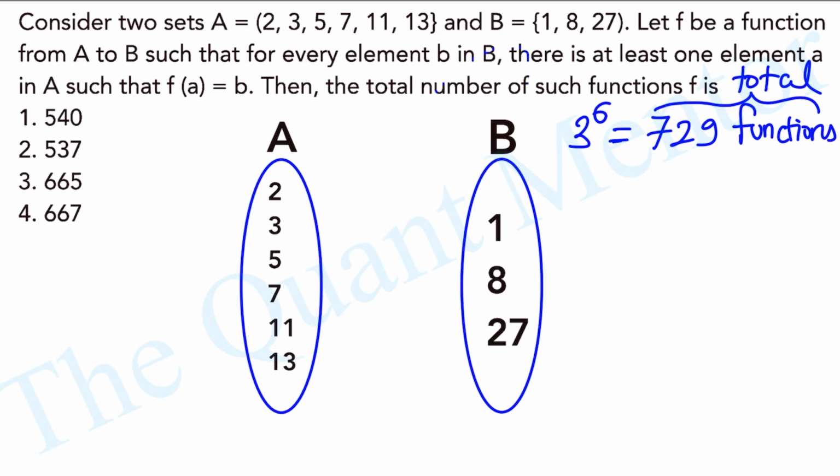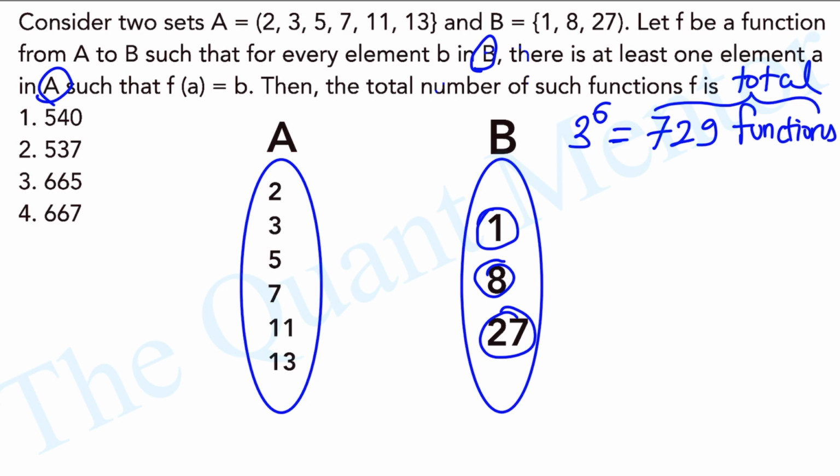Now the next part is we want onto functions. That means no number should be left out in the codomain. You cannot leave any one of them. You cannot leave 1 or 8 or 27. Every element in the codomain should have at least one correspondence in the domain. As in the question, every element in capital B should have one correspondence in capital A. So we must not leave any of the numbers in the set B.